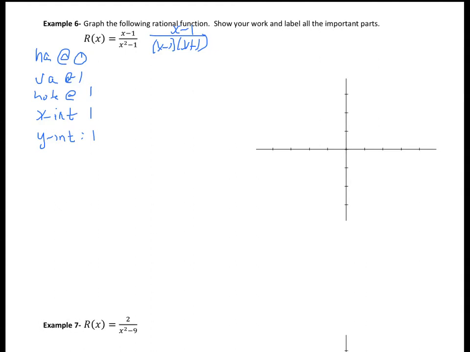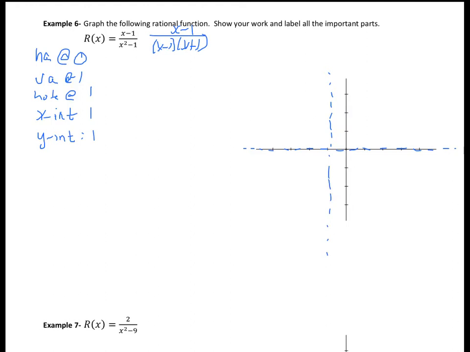Okay, so now we're ready to start putting it together. Let's graph our asymptotes and go from there. We have a horizontal asymptote of 0. That's easy. It's our x-axis. We have a vertical asymptote at 1. Oh, gosh, dang it. At negative 1, so like I said, you guys got me all messed up now.